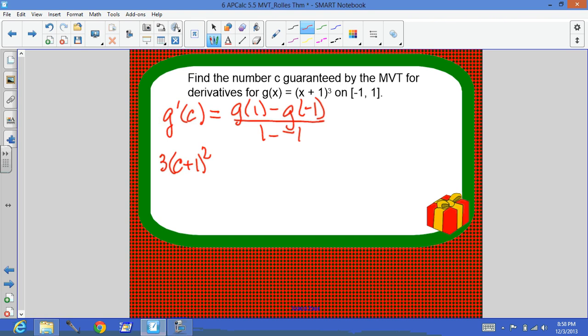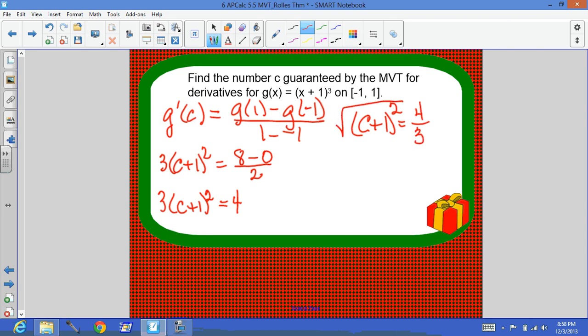3 times (x plus 1) squared equals g at 1. When I plug 1 in right there, I get 2 cubed, which is 8, minus g at -1. -1 plus 1 is 0, so that's just going to be 0, no big deal. All over 1 minus -1 is going to be 2. So I end up right here with 3 times (c plus 1) squared equals 4. Divide both sides by 3, and I have (c plus 1) squared equals 4/3.